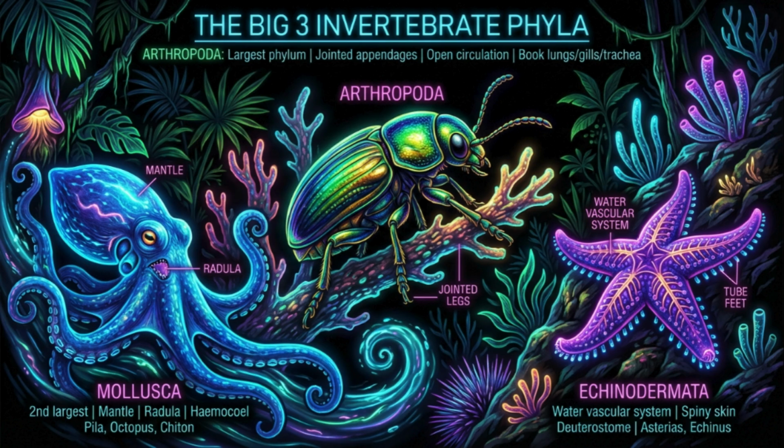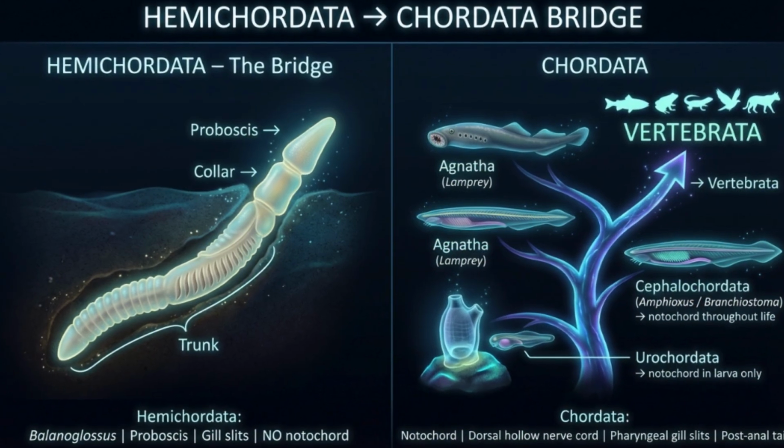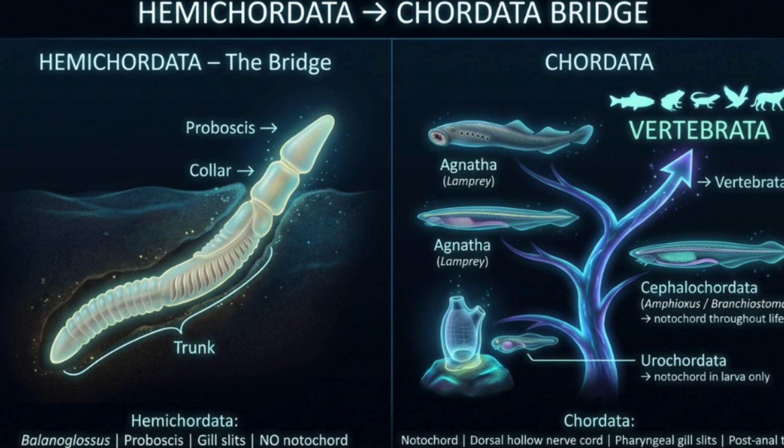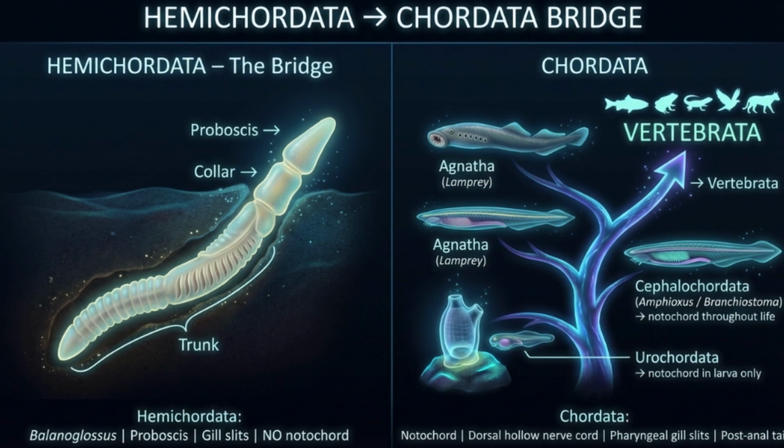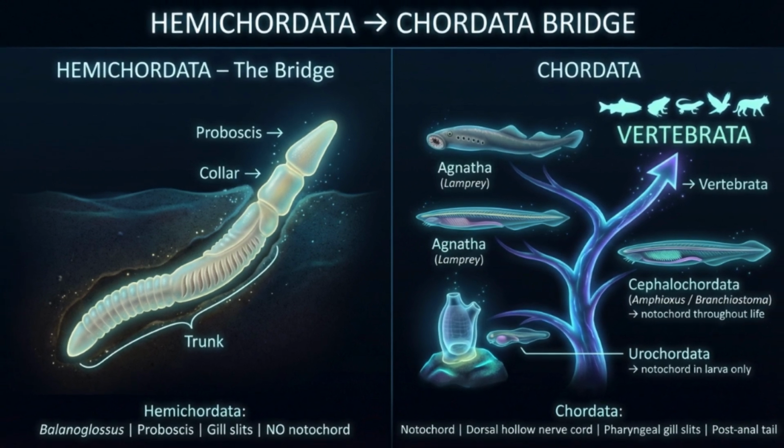Echinodermata, spiny-skinned animals. Water vascular system for locomotion, food capture, respiration. They are deuterostomes. Mouth develops second. Asterias is starfish. Echinus is sea urchin. Antedon is sea lily. No excretory organs. Diffusion handles it.